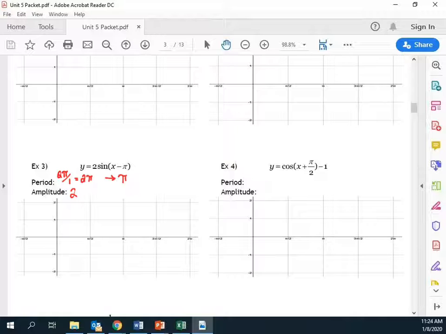So, as we said before, first step, center. Well, no vertical shift, so center is still center. Amplitude went from 1 to 2, so my new max is going to go up to 2, and down to -2.